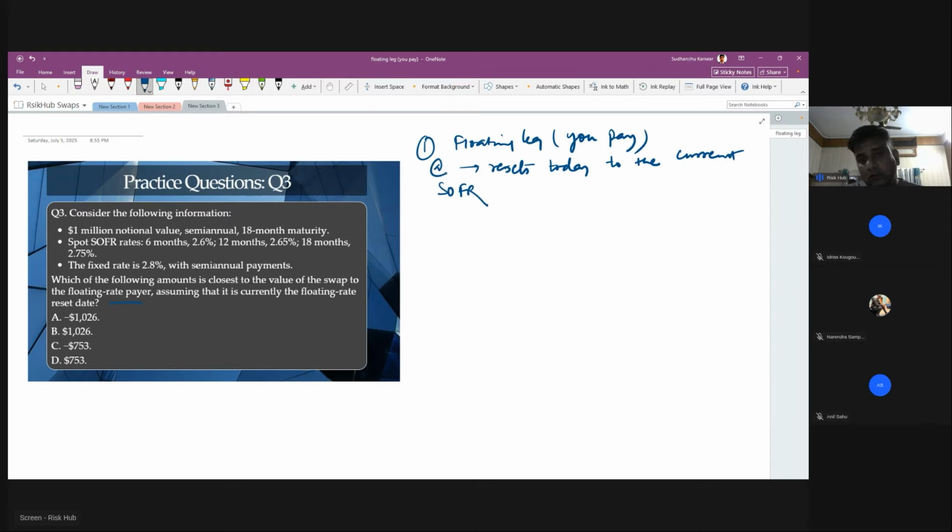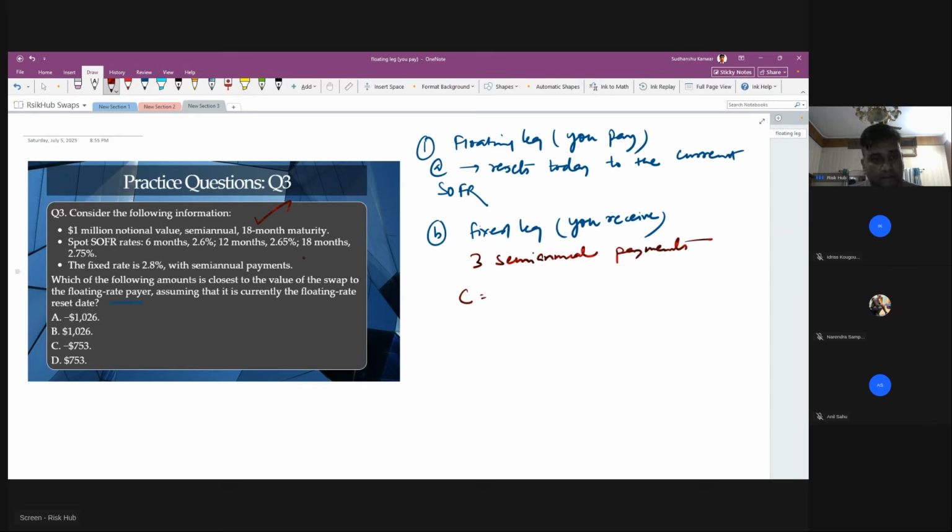Now, what about your fixed leg? Fixed leg you receive. 18 months are there, so you have 18 months, and the payments are every 6 months. So you receive three semi-annual payments. Since it is a fixed leg, the rates will not change. It is 2.8%, so 2.8% divided by 2 for semi-annual, on a notional of 1 million, so your cash flow is 14,000. That's the cash flow which is coming.